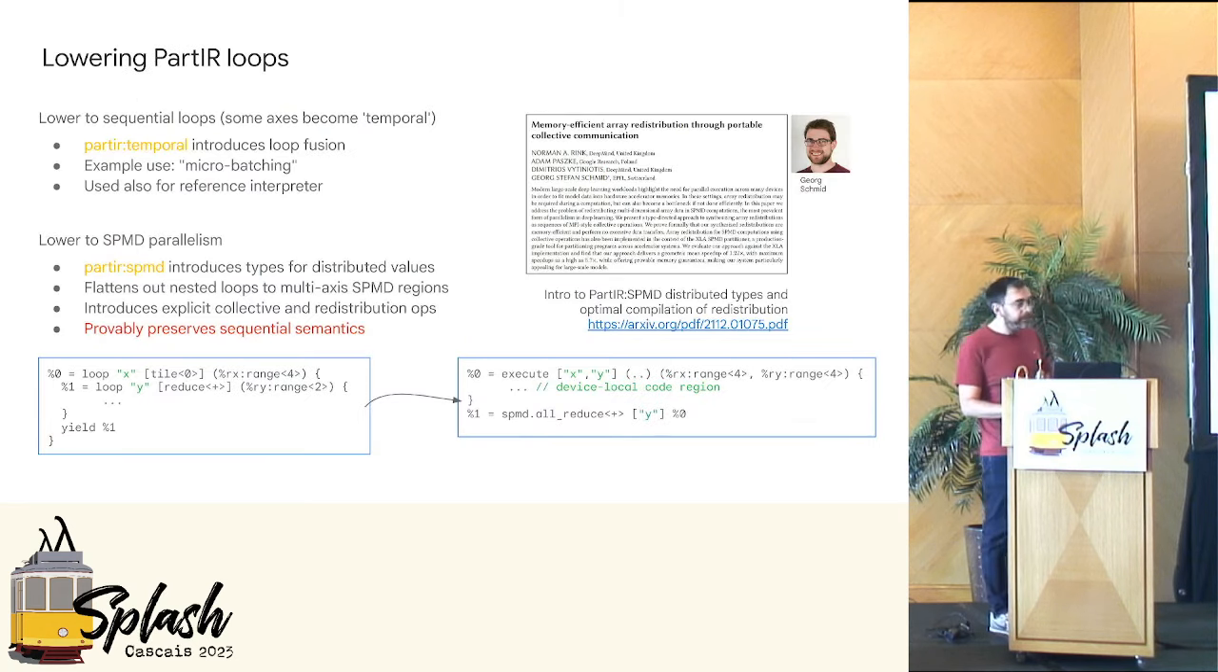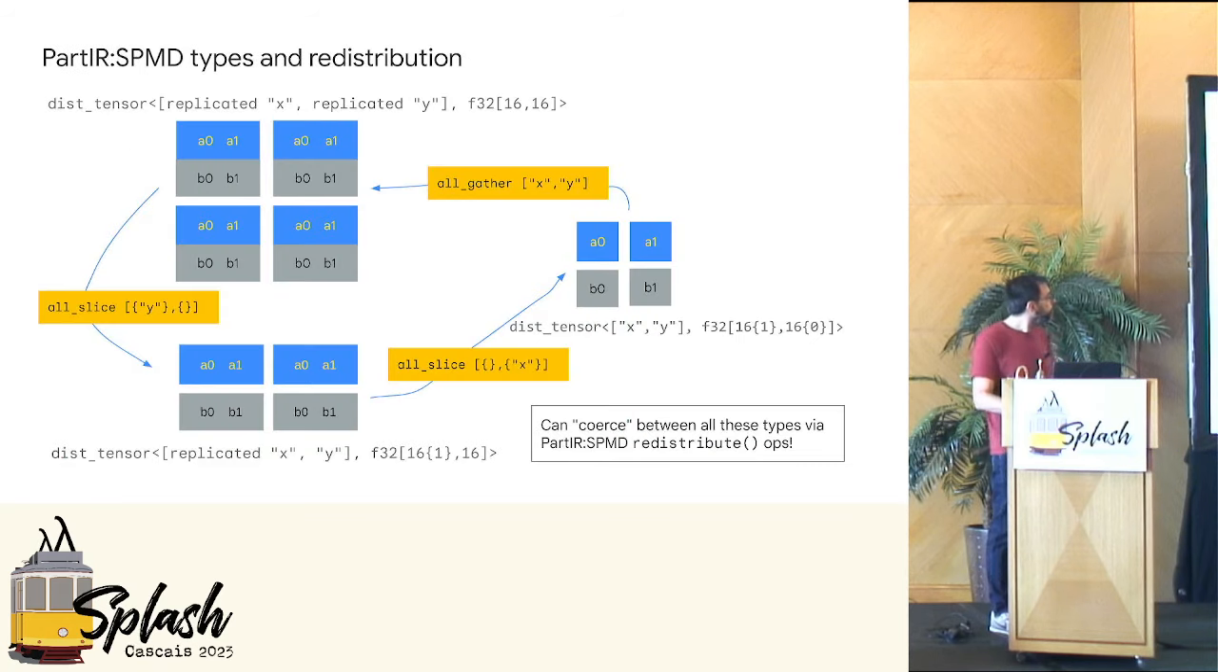Here, the paper on the right is a paper that is actually open. It does not describe the lowering, but gives you a good introduction to PartIR distributed types, and also how to optimally compile a redistribution operation to lower level collectives. Okay, so what do these types look like? If you have a mesh with axes X and Y, and you have some data that's replicated on all of these axes, you can think that types have a global denotation, which is the value that they actually capture, but they can also get the local type per device.